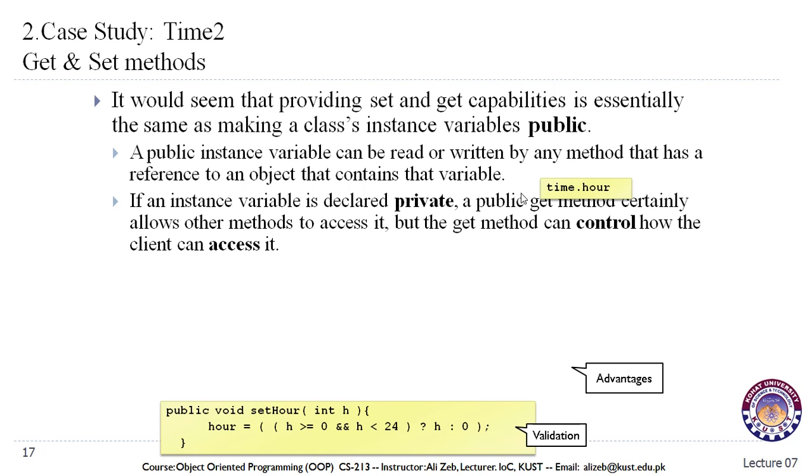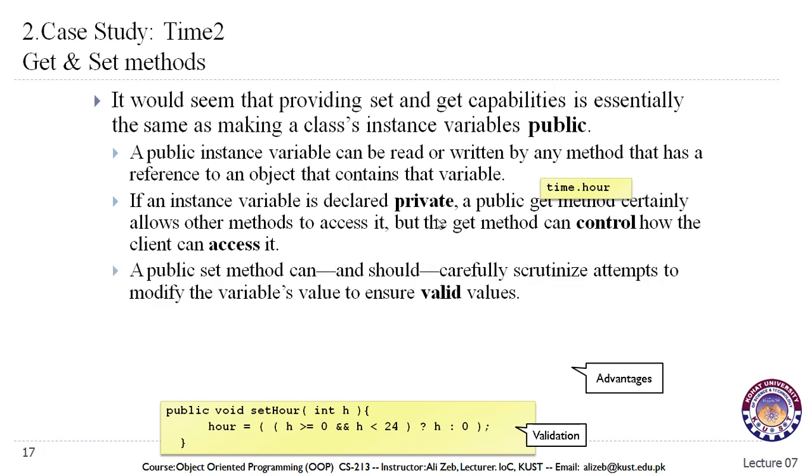If an instance variable is declared as private, a public get method certainly allows other methods to access it, but the get method can control how the client can access it. And that is where the usefulness of the setter and getter methods comes in. Instead of providing direct access to our instance variable, we can use the getter and setter methods to provide controlled access to our instance variable.